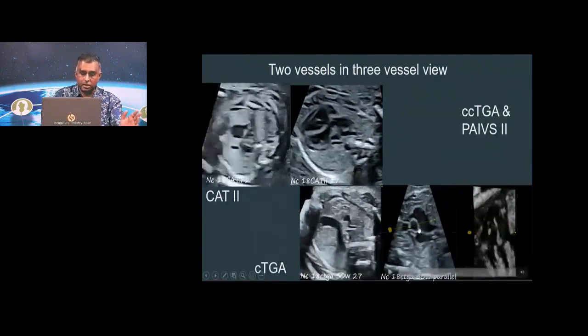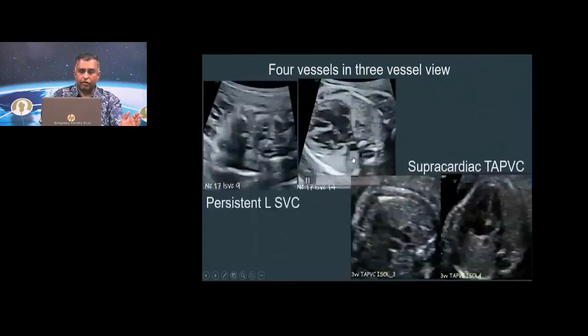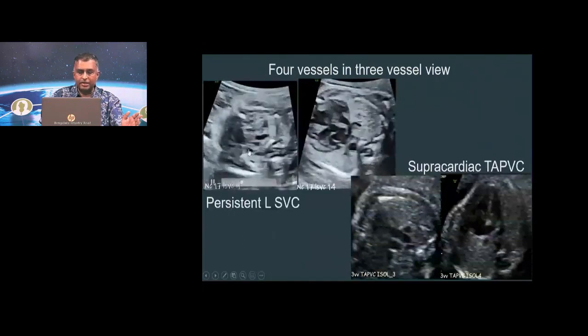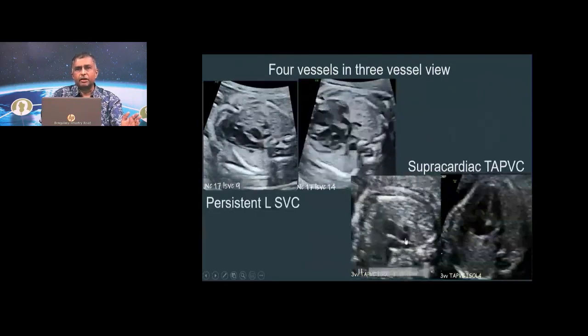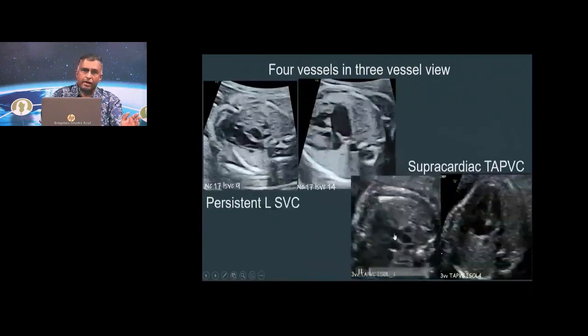Again telling you that this is an abnormal 2-vessel view, and this is 4 vessels that you see here, telling you that there's an LSVC. The differential diagnosis here is a supracardiac TAPVC. You can see that's the right side, SVC, aorta, pulmonary artery.